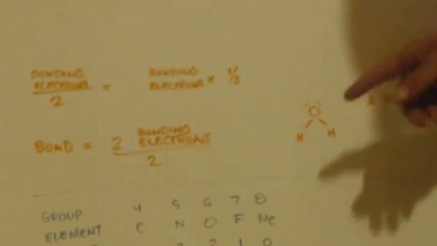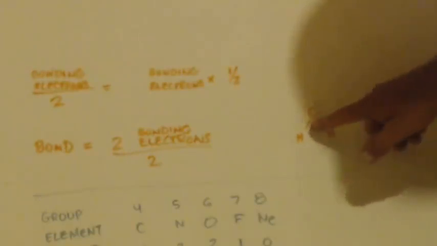Why count up the electrons in this bond and divide them by 2? You know there's 2 of them in there. If you divide by 2, it's always going to be 1, which is how many bonds there are. There's 1 bond there, right? There's 2 electrons here, bonding electrons, right? So if I divide that by 2, 2 divided by 2 is 1.